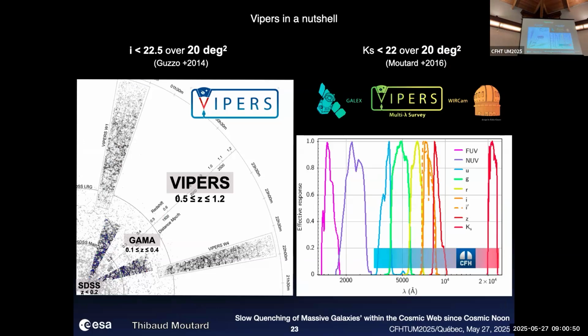So I use the VIPERS survey, which is now quite old, but it's still unique in its capability to probe the redshift range 0.5 to redshift 1, basically. And you can see that in the two VIPERS fields, you can reconstruct the cosmic web. And on the right, you can see the data I used, from photometry, to get all the physical parameters of galaxies. This photometry is mostly from CFHT, but also from GALEX.